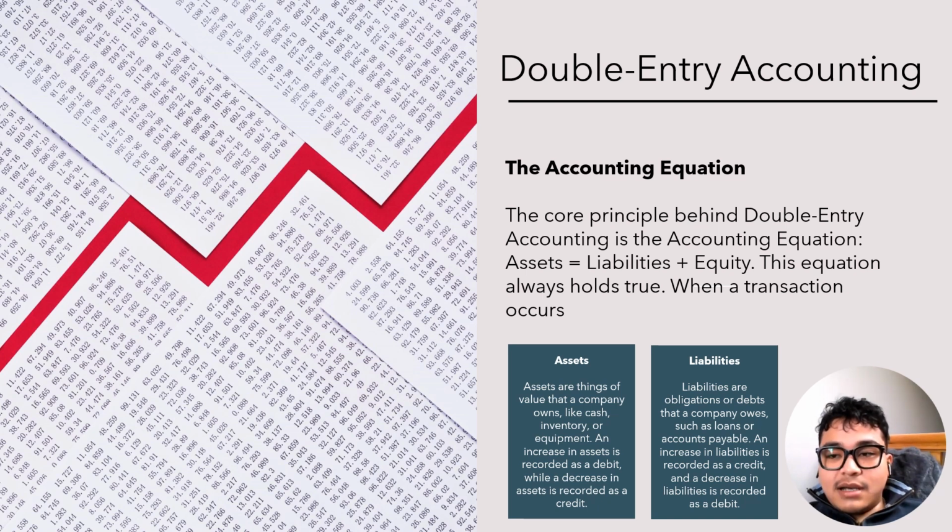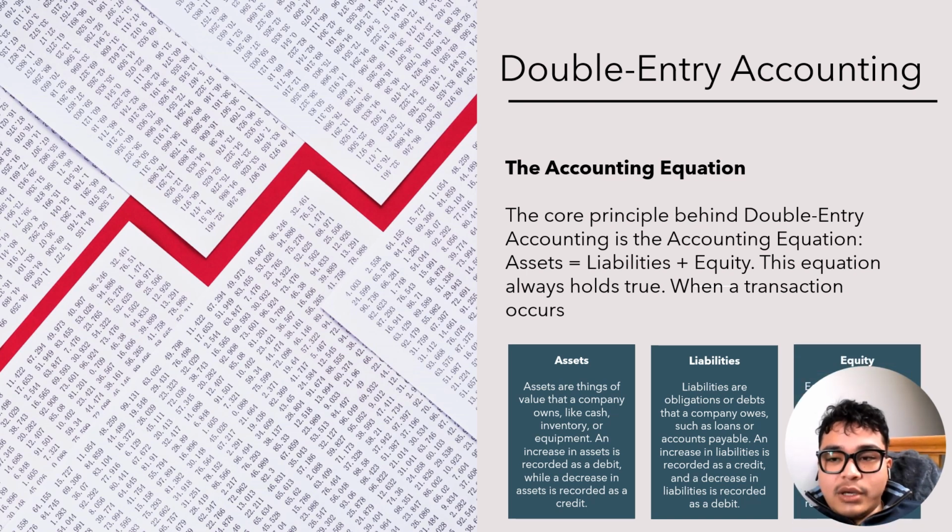Similarly, liabilities are the obligations or debts that a company owes, like loans or accounts payable. An increase in liabilities is recorded as a credit, and a decrease in liabilities is recorded as a debit. There are two types of liabilities, which are long-term and current. Long-term liabilities are payable after a period exceeding 1 year, for example, owner's capital or bank loans, and current liabilities are payable within a year or in the day-to-day course of business, for example, creditors or payables.